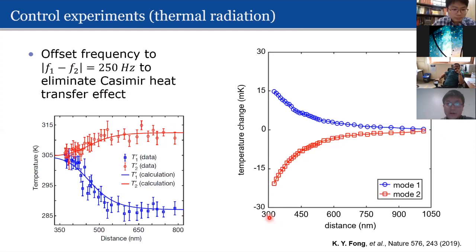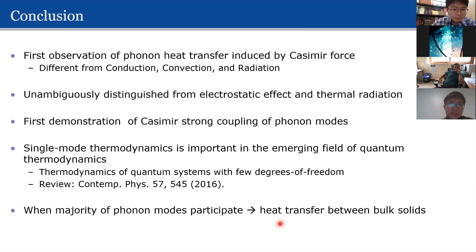So now we come to the conclusion at the end of the talk. We conclude that we have the first observation of this phonon heat transfer induced by Casimir force. So it's different from the conventional conduction, convection and radiation we learn in textbook physics. And also we have a control experiment. We distinguish this effect from electrostatic and thermal radiation. And this is also a first demonstration of this Casimir strong coupling of the two phonon modes.